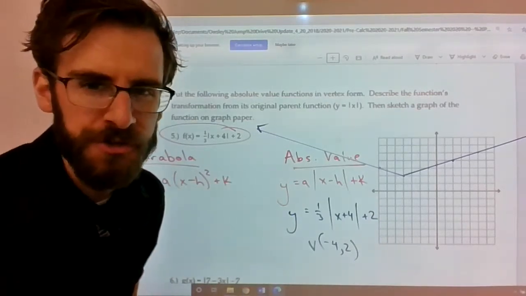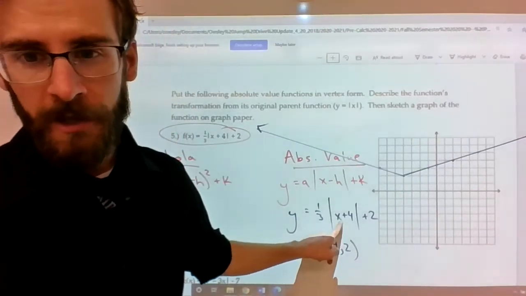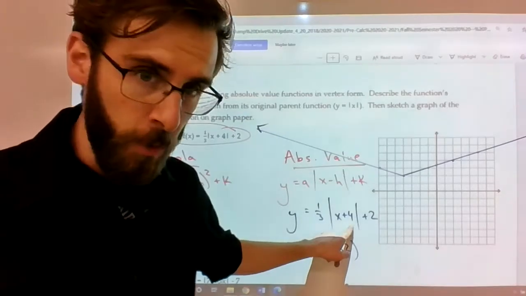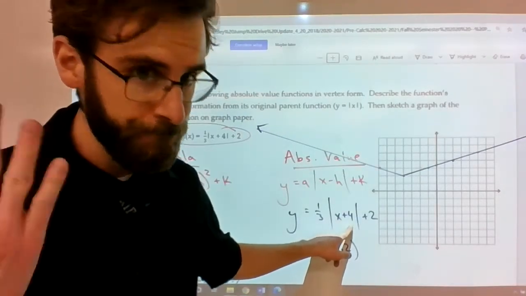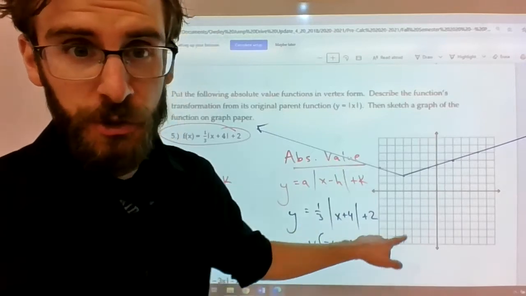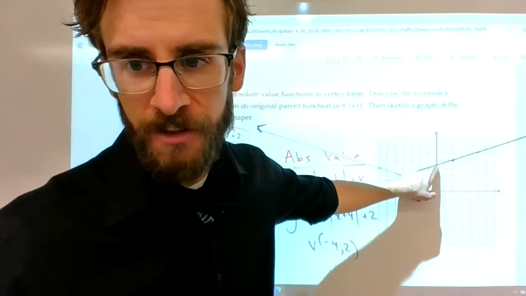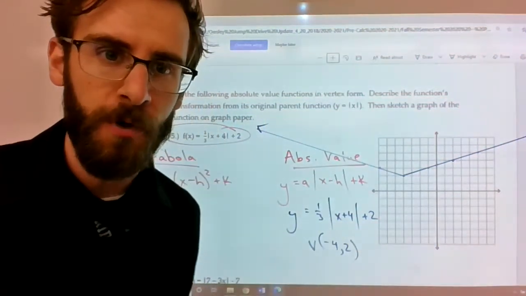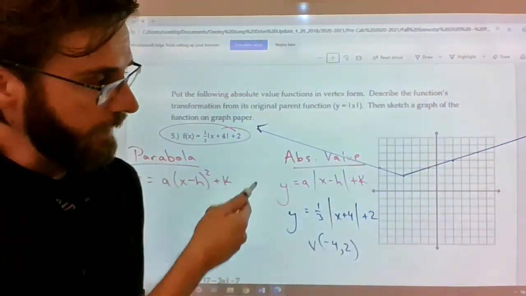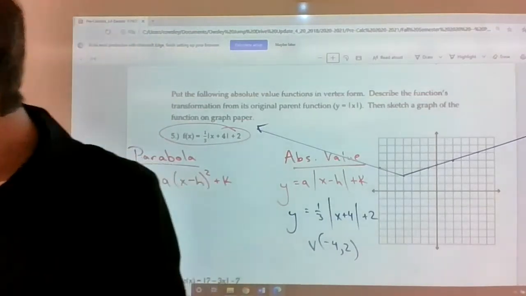I could also just plot some points. I'm pretty sure if I plugged in 0 here, you could do 0 plus 4, 4. Absolute value 4, 4 still. 4/3 plus 2 is 3 1/3. Go 0, up 3 1/3 units. You can still plot a bunch of points by just plugging stuff in, but you can use the slope of that line. One more.